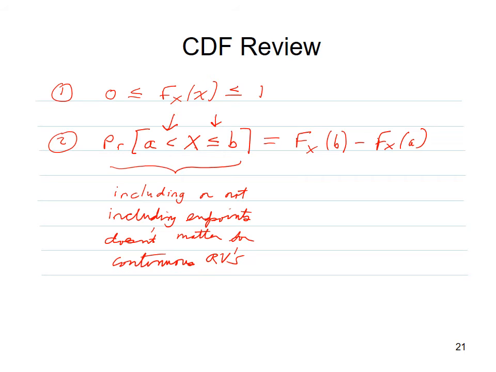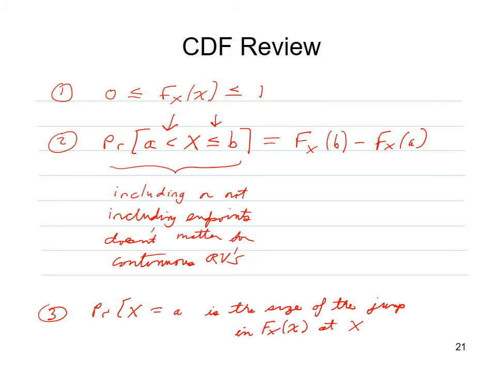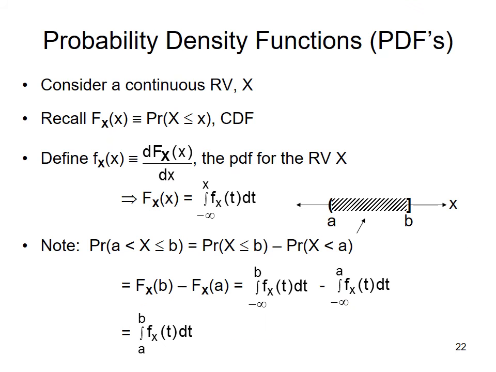Okay, one other thing, a third point by way of review: the probability x equals A is the size of the jump in Fx of x at x equals A. So the size of the jump at the particular point A is the probability that x takes on that particular value. Remember, continuous.